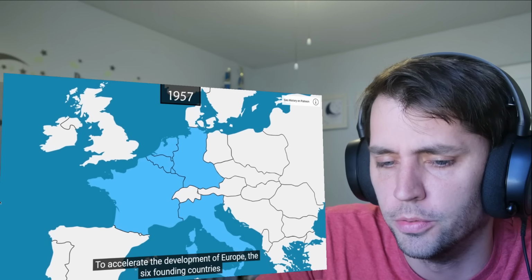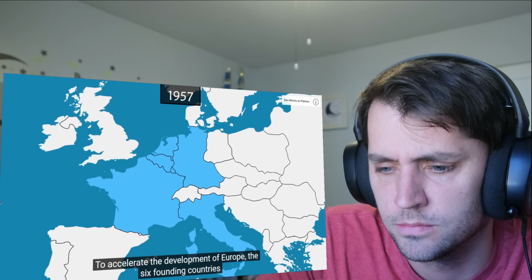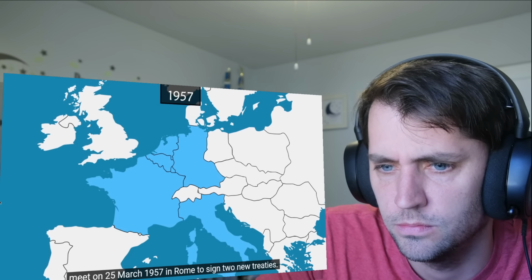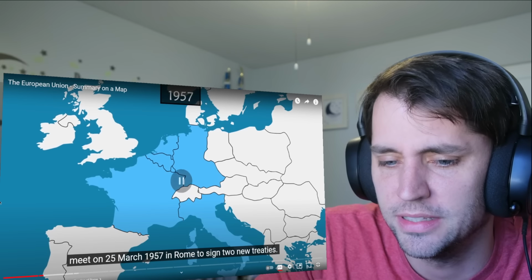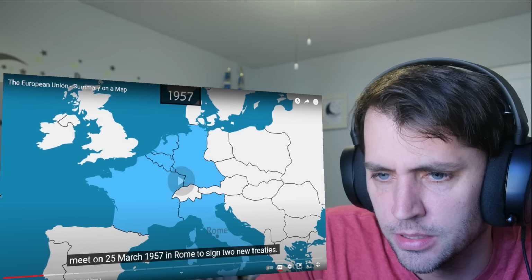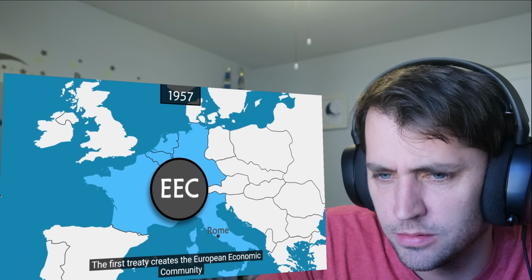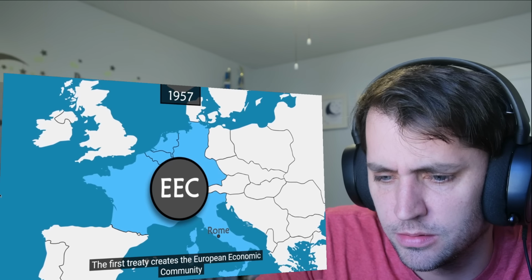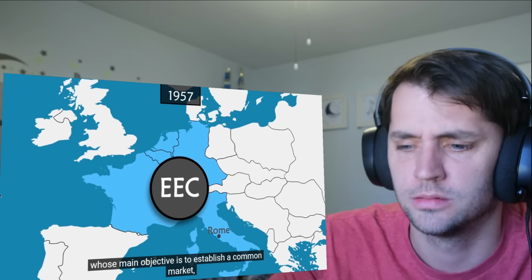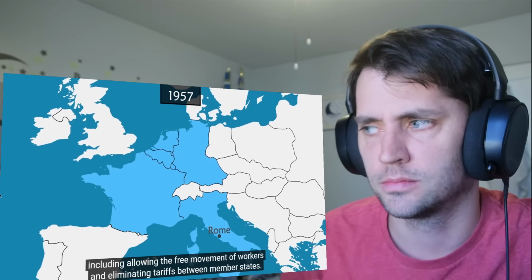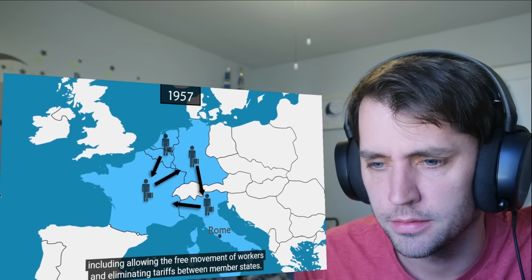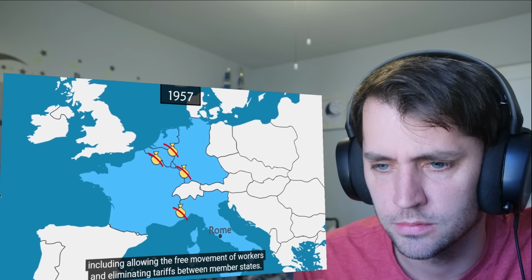Treaties of Rome. To accelerate the development of Europe, the 6 founding countries meet on the 25th of March 1957 in Rome to sign 2 new treaties. The first treaty creates the European Economic Community, whose main objective is to establish a common market, including allowing the free movement of workers and eliminating tariffs between member states.